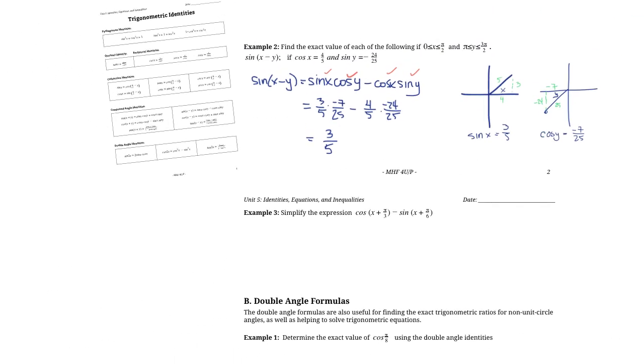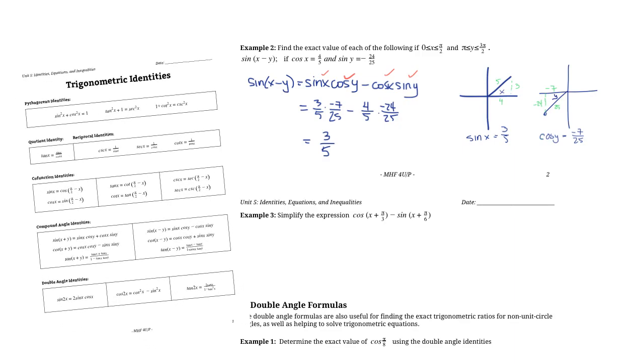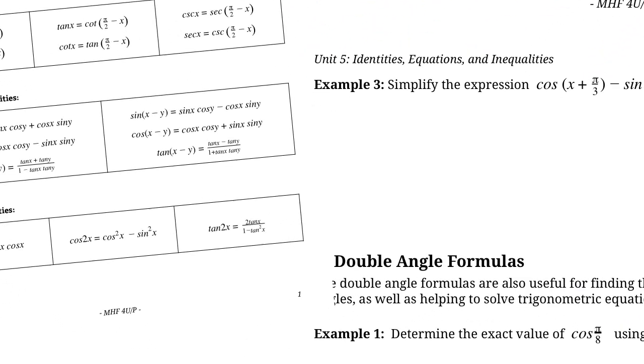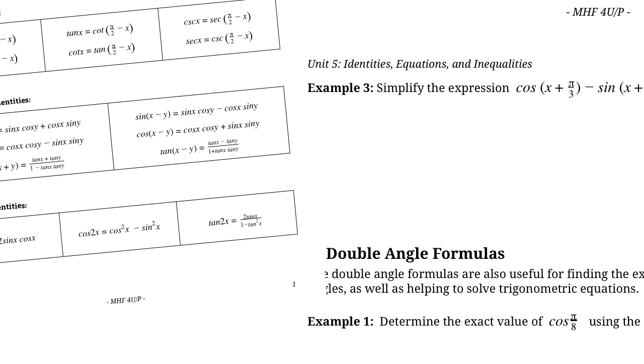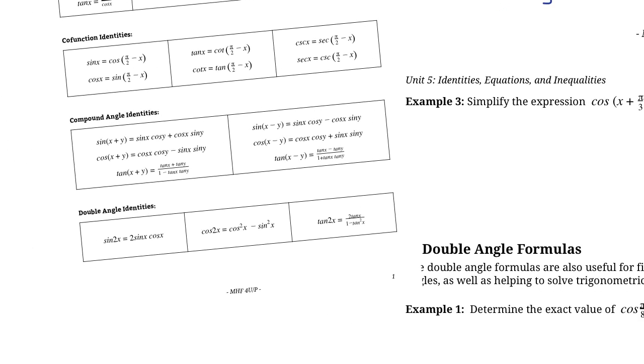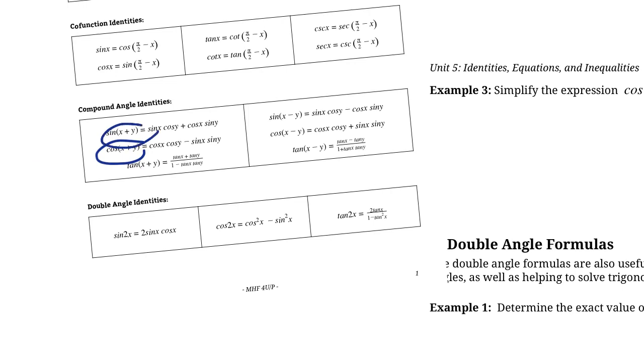So when stuck, go back to your identity sheet, right? These are those same compound angle identities that we're going to need to use here as we used in the previous one, right? So plugging in these values of x and pi by 3, which one do we have to use? Cos x plus y, right? So cos x plus y, we'll have to use this one for that first term. And then for the second one, sine x plus y, we're going to have to use this one, right?